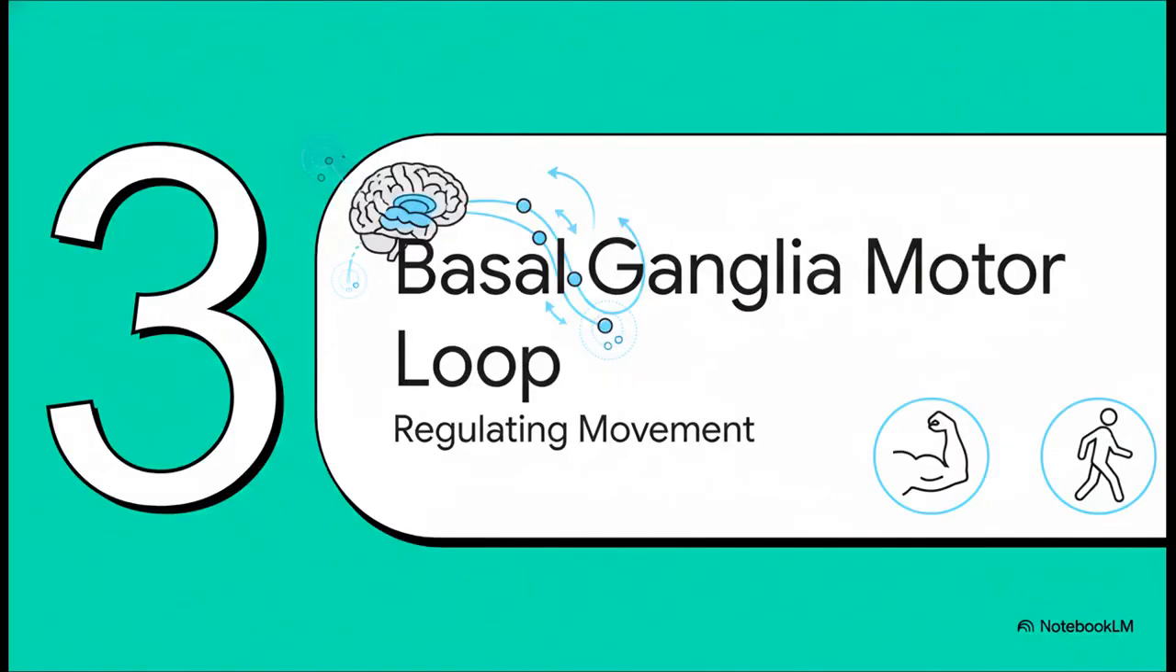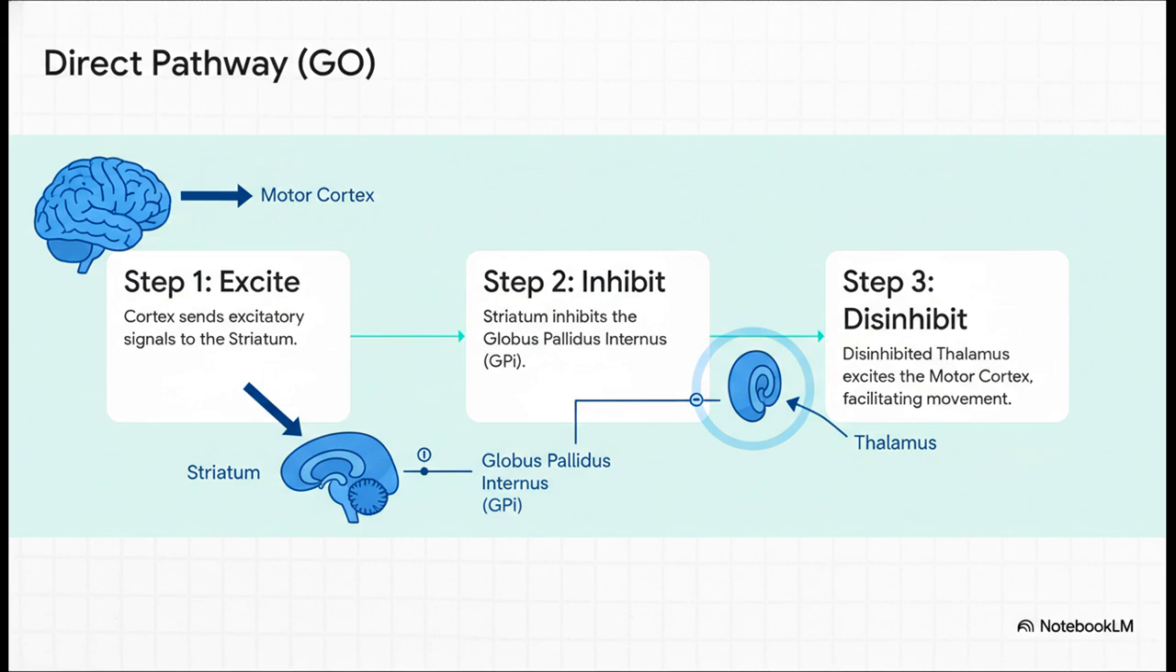Okay, Section 3. This is where we get into the real neuroanatomy, the basal ganglia motor loop. To really understand how losing dopamine causes motor symptoms, we first have to understand this incredibly important circuit that regulates our movement. Think of this circuit as having 2 arms. First, we've got the direct pathway. This is your go signal for movement.